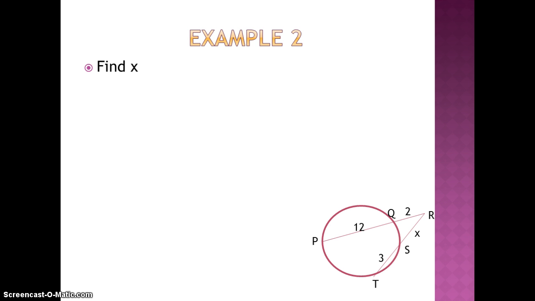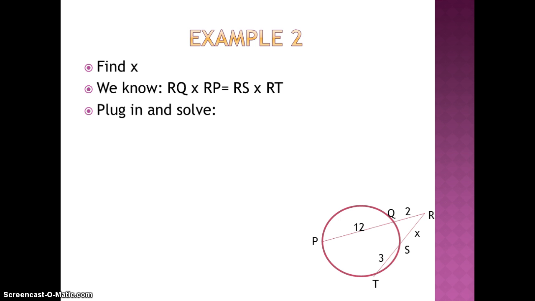Example 2, we're going to find X. So we know that RQ times RP equals RS times RT. We're going to plug in and solve. So 2 times 2 plus 12, because we need the whole length, equals X times X plus 3, which is the whole length. 4 plus 24 equals X squared plus 3X. 28 equals X squared plus 3X.